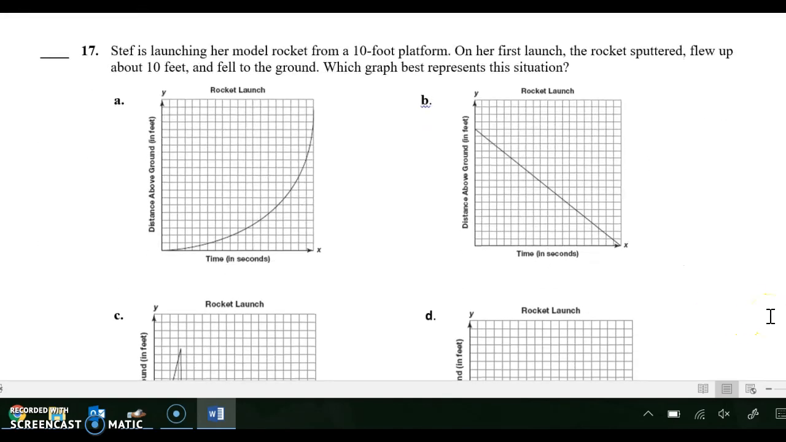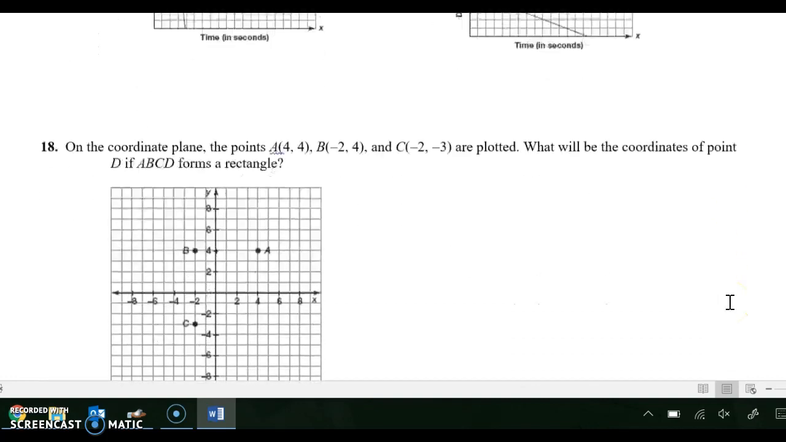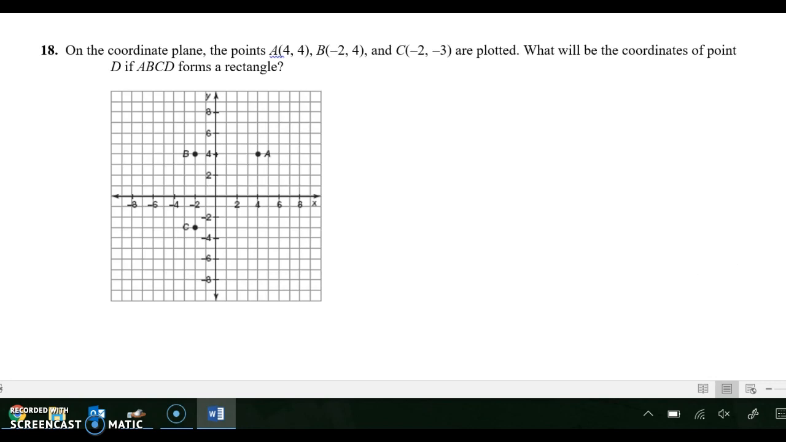Number 17. Steph is launching her model rocket from a 10-foot platform. On her first launch, the rocket sputtered, flew up about 10 feet, and fell to the ground. Which graph best represents this situation? Number 18. On the coordinate plane, the points A (4, 4), B (-2, 4), and C (-2, -3) are plotted. What will be the coordinates of a point D if ABCD forms a rectangle?